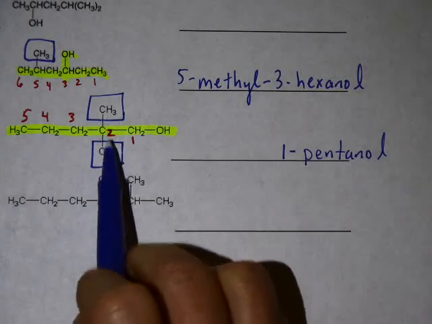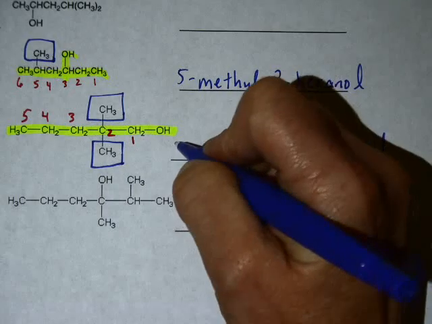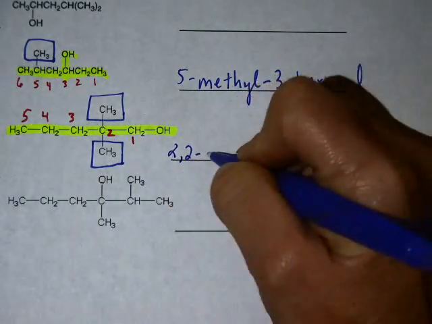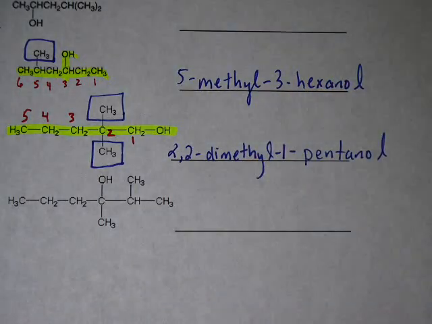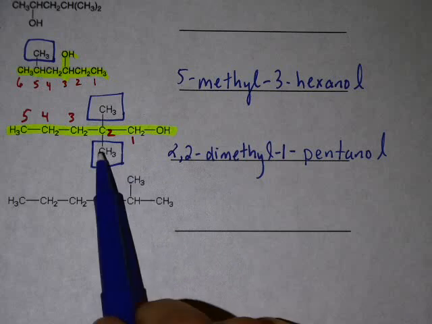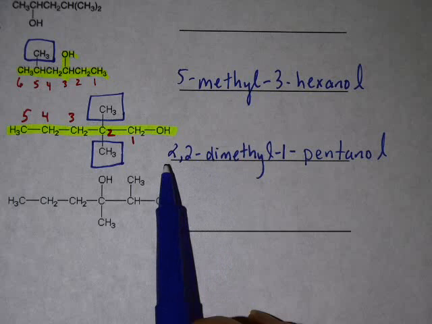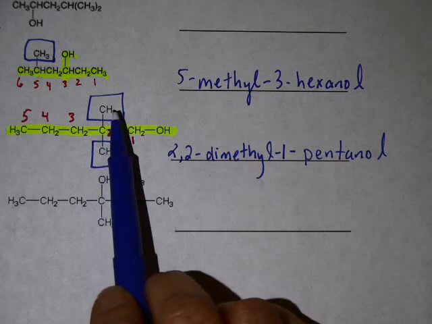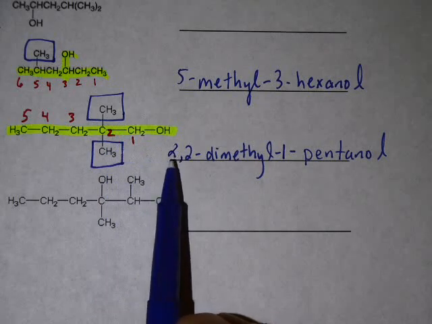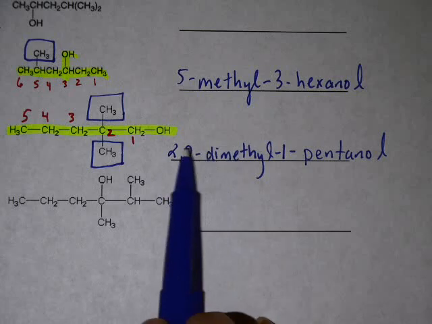If these methyls were not attached, this would be 1-pentanol. But we do have 2 methyls, so we'll say 2,2-dimethyl, 1-pentanol. The di tells me that I have 2 separate methyl groups. If I have 2 separate methyl groups, they each need their own number, their own address. The number for this one is carbon 2. This methyl is also on carbon 2. They're both on carbon 2, so I put 2,2-dimethyl. If this were a tri, I need 3 numbers here.